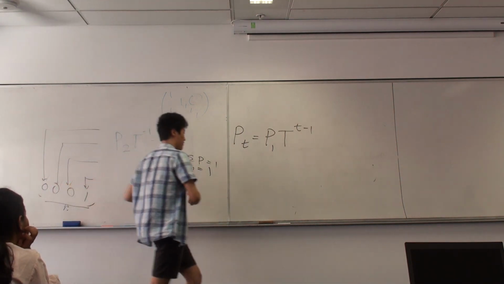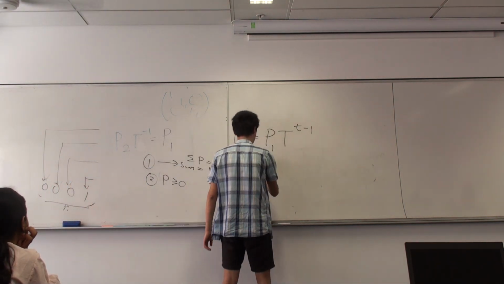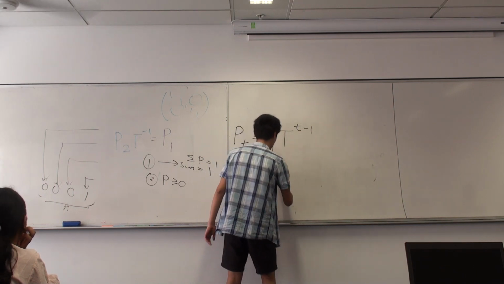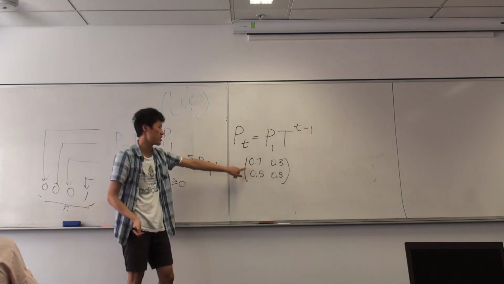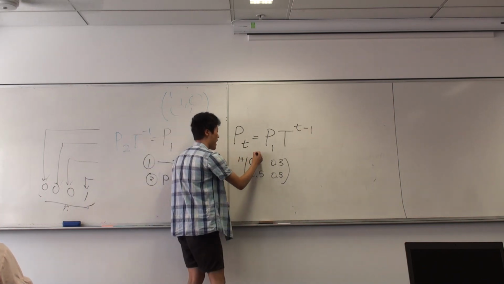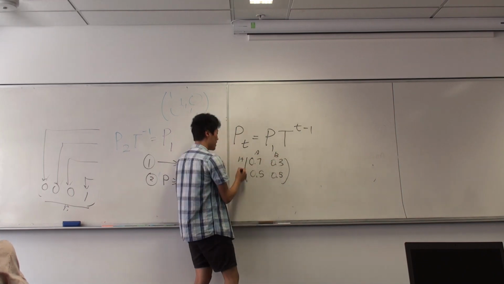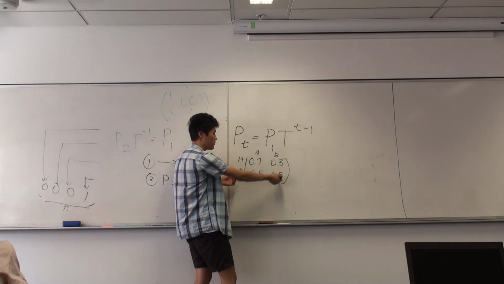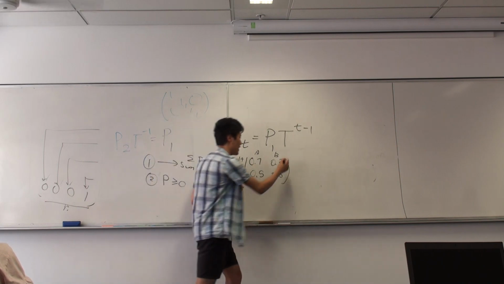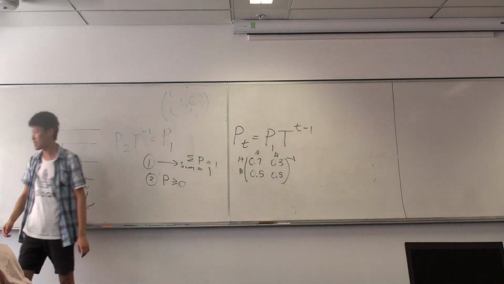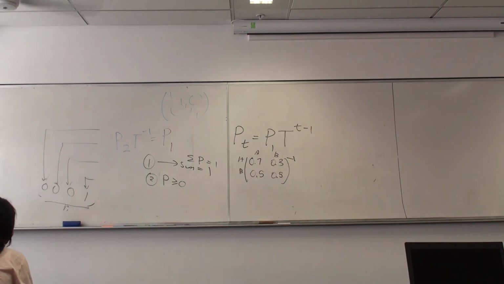There will be negative values in the inverse matrix. You can verify this. If you have some sort of matrix like this, the probability of A to A is 70%, the probability of A to B is 30%, the probability of B to A is 50 and 50. If you compute the inverse, well, I have to check. Actually, let me check now. Give me a second.